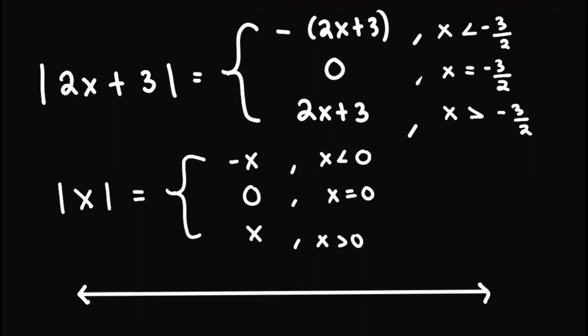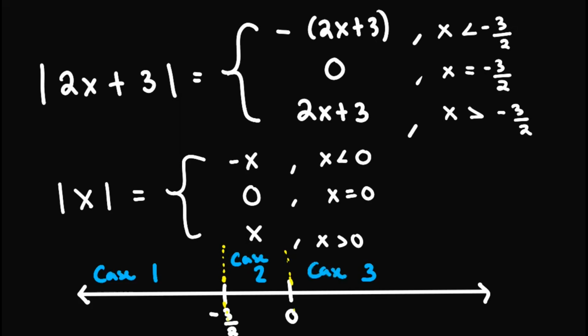And then we plot our critical points, which are at 0 and at negative 3 over 2. So note that these critical points actually divide our number line out here. And as you can see, we have 3 parts out here. This one, and this one. And these parts out here will actually be our cases. So we have here case 1, case 2, and case 3.